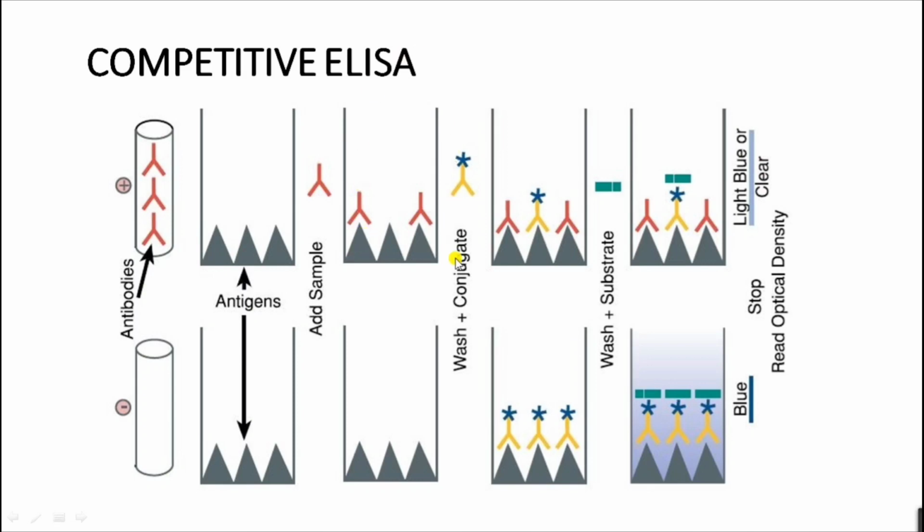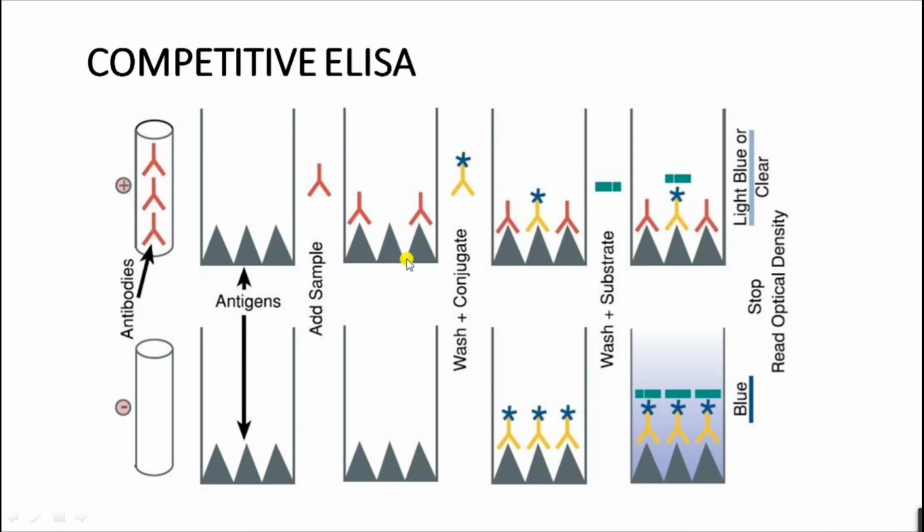Then you are washing and adding your secondary antibody with an enzyme conjugate. This is the enzyme conjugate and then you are adding your secondary antibody. Here, as two antibodies from the patient sample have already bound to this pre-coated antigen, there is only one space or one valency in the antigen.